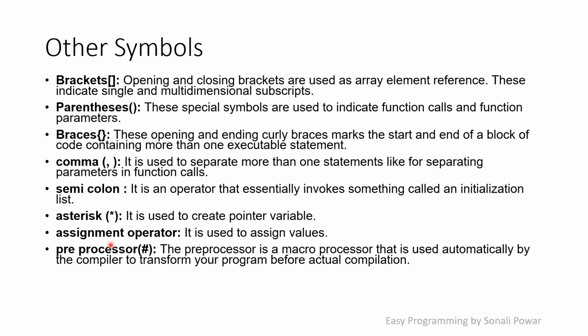Now next is the assignment operator. It is used to assign values. Now this is the preprocessor operator, which is used to include some files. So this is called a preprocessor. So this is all about the tokens. And what is meant by a token? The smallest meaningful unit. And these are some types of tokens: identifiers, keywords, constants, operators, and some other symbols. So using these tokens your program will be created. So this is all about the tokens.